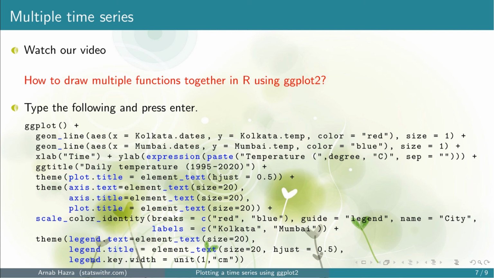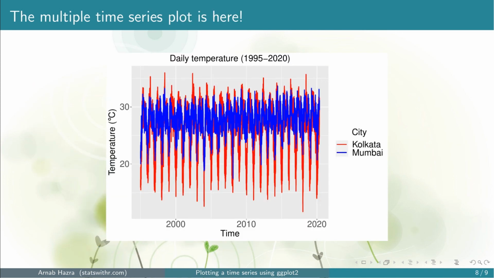In the ninth line, legend.text equals to element_text size equals to 20 enlarges the city names. Legend.title equals to element_text size equals to 20, hjust equals to 0.5 enlarges the legend title and also sets it at the center. Legend.key.width determines the length of the legend keys. Setting it equals to 1 centimeter makes it wider. Now run the code. Okay, you get your multiple time series curve.